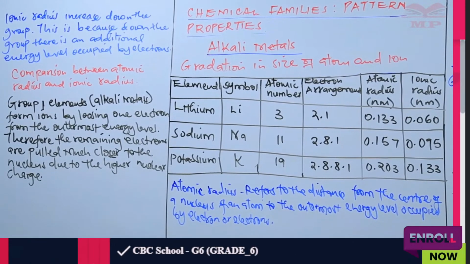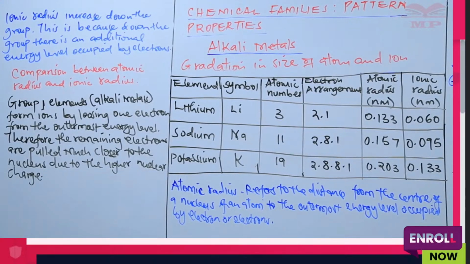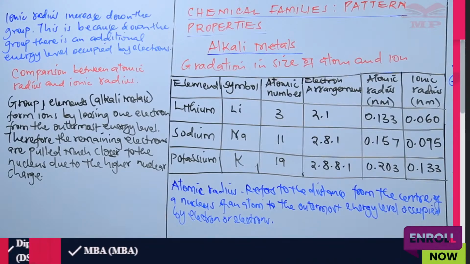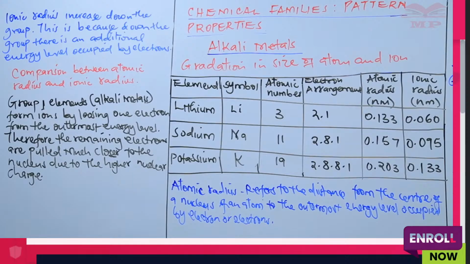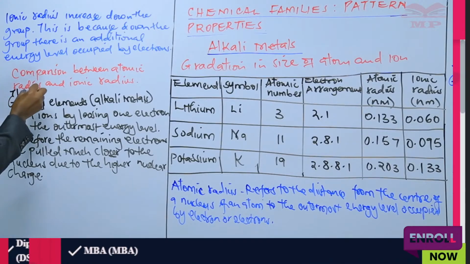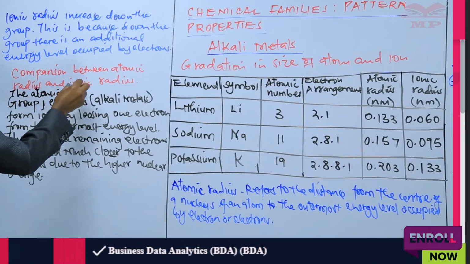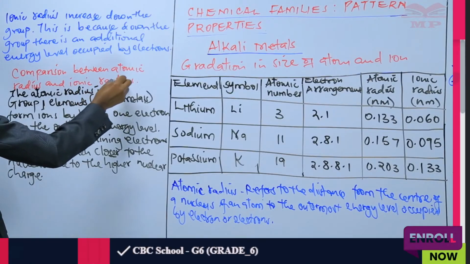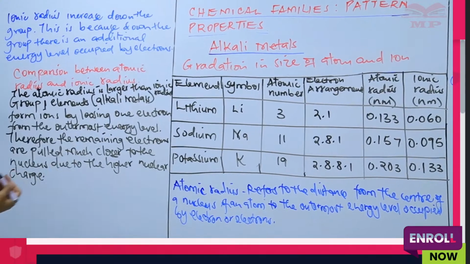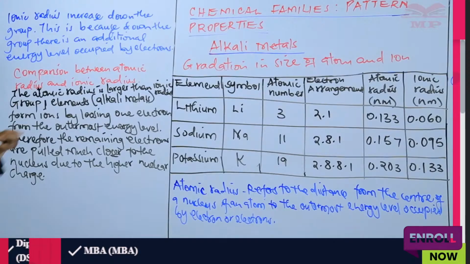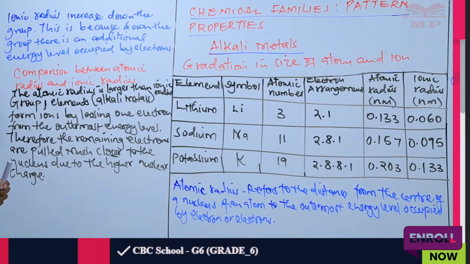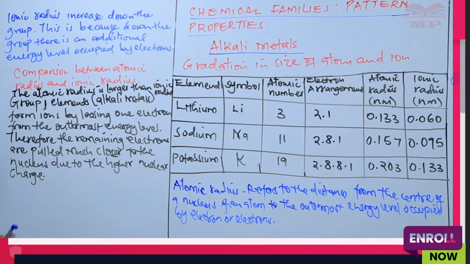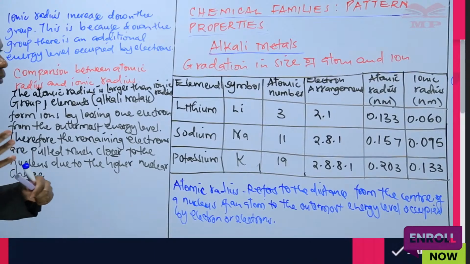When you are comparing, use comparison terms, that the atomic radius is larger than the ionic radius, then explain this way: group 1 elements form ions by losing one electron from the outermost energy level, and therefore the remaining electrons are pulled much closer to the nucleus. We would start by saying that the atomic radius is larger than the ionic radius. Therefore, the atomic radius is always larger than the ionic radius, because group 1 elements form ions by losing one electron from the outermost energy level, and therefore the remaining electrons are pulled much closer due to the higher nuclear charge at the nucleus.